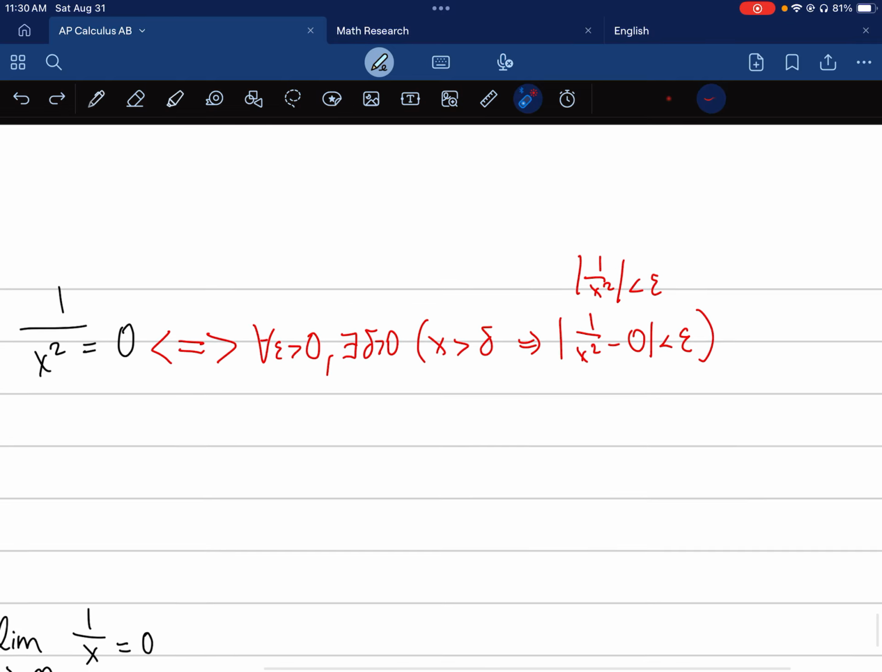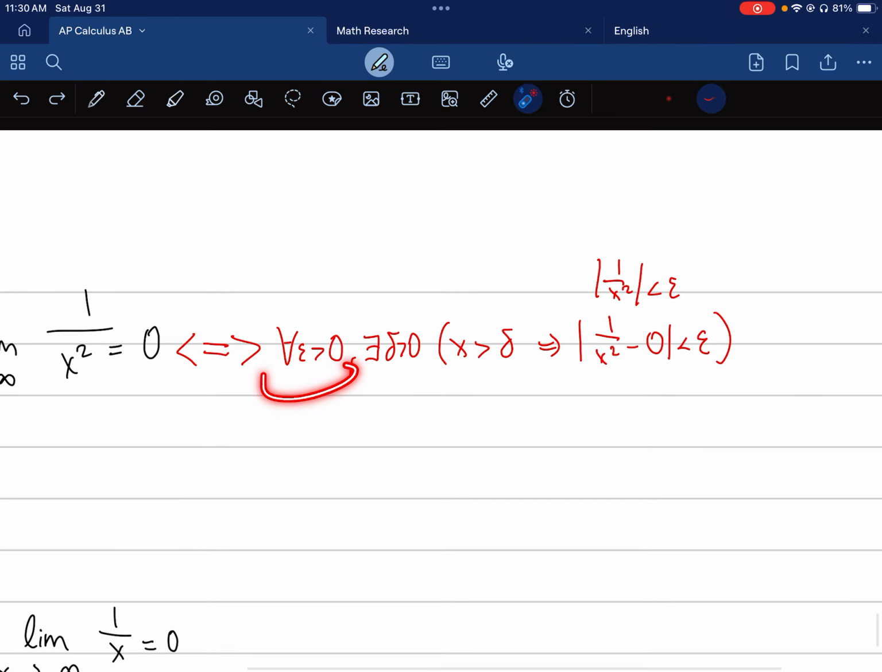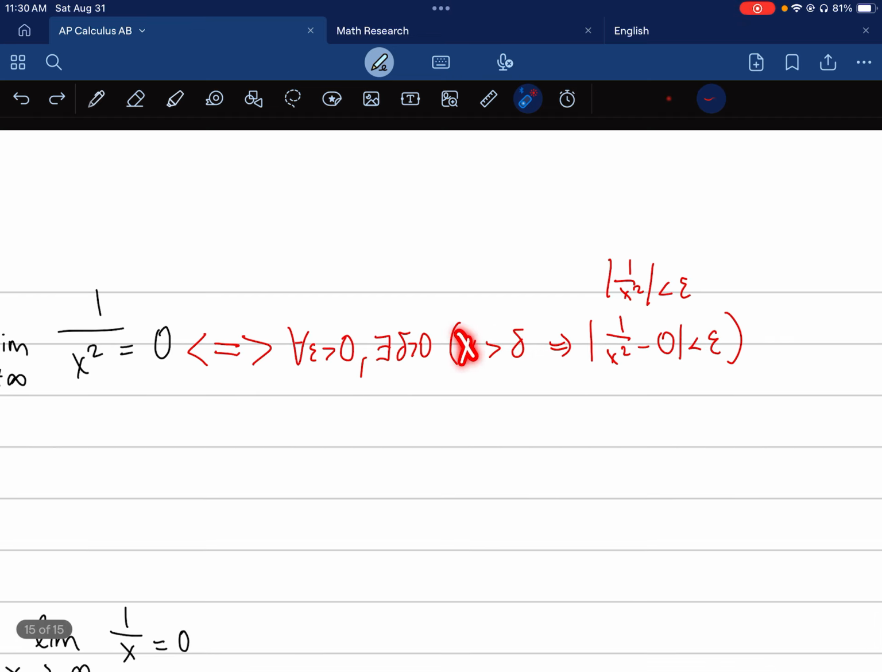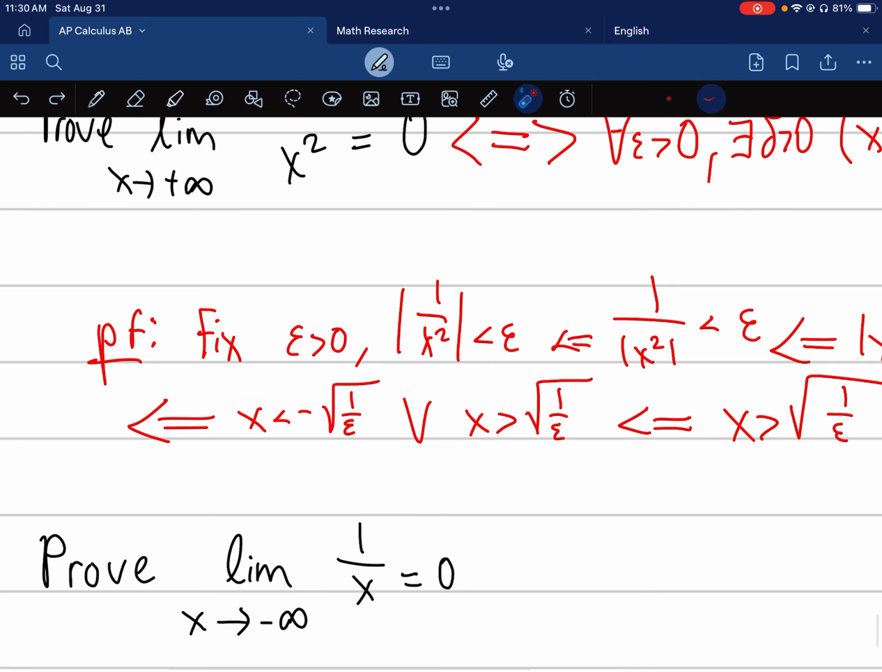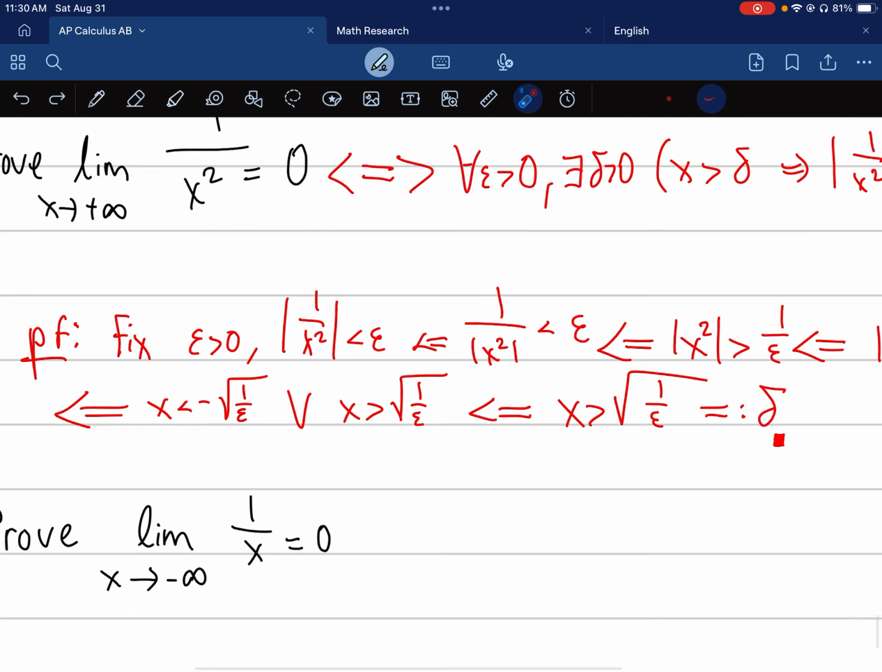Now let's write our definition: for all epsilon greater than 0, there exists delta greater than 0 such that x being greater than delta, remember this is at positive infinity, so we write x greater than delta, implies the absolute value of f(x) minus our limit is less than epsilon. Right here, these two express the same exact thing. Proof. Let us fix epsilon greater than 0. Again, same exact thing. This time, I'll show you where it gets a bit different. The entire process is the same. The only thing that's different is our end point.